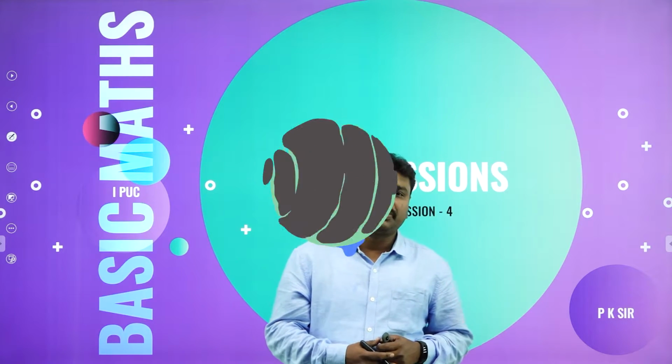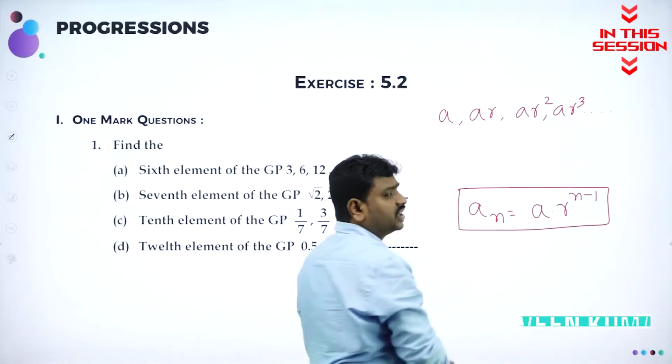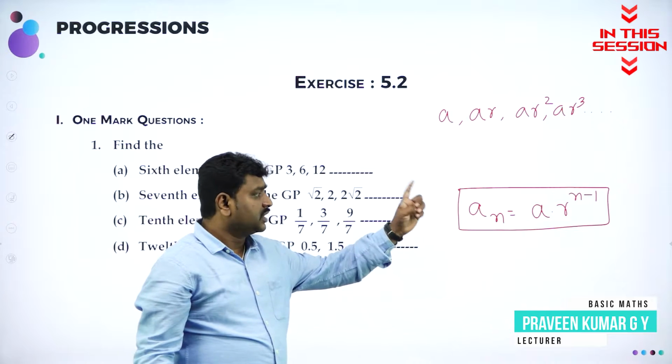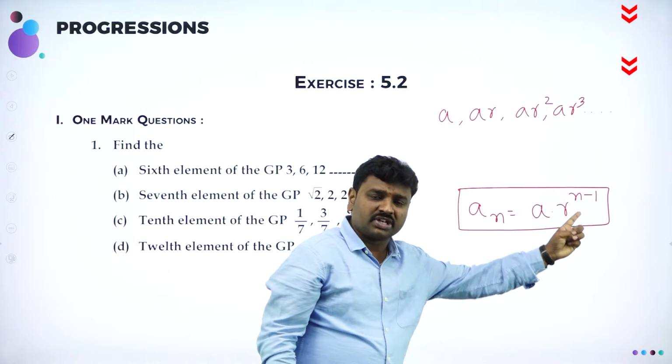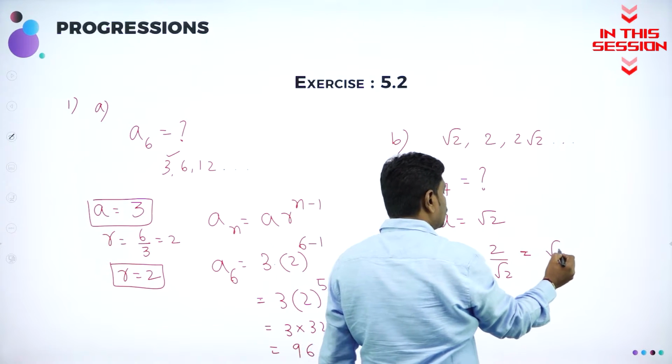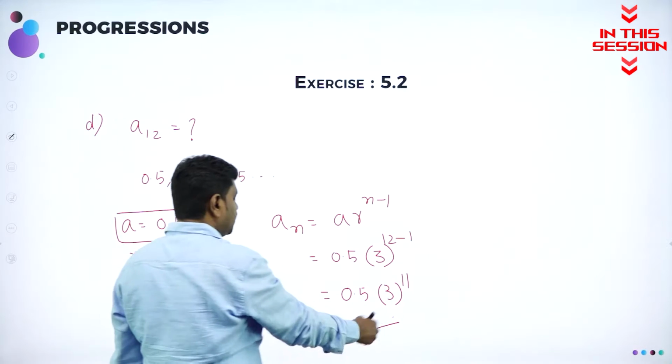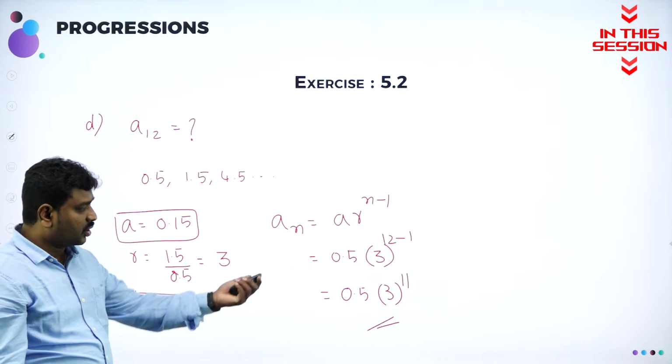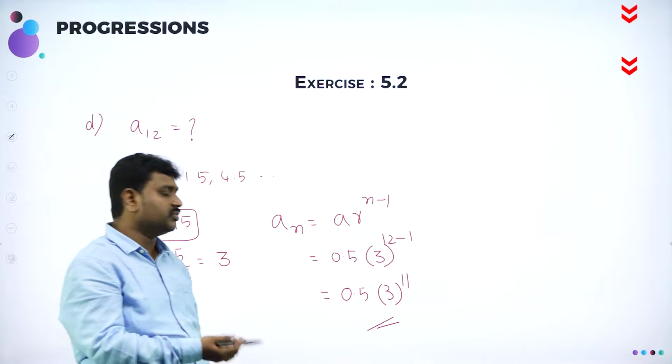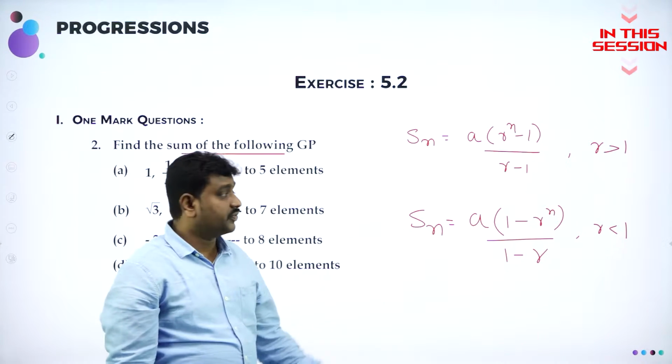Today we'll go ahead with the problems of progressions. What is the general term or nth term in GP? An is equal to a into r power n minus 1. 2 divided by root 2 can be written as root 2 the whole square. It's a big number, you can use a calculator. Multiply 3 eleven times and then multiply 0.5, you get the answer. If r is less than 1, use 1 minus r. If r is greater than 1, use r minus 1.